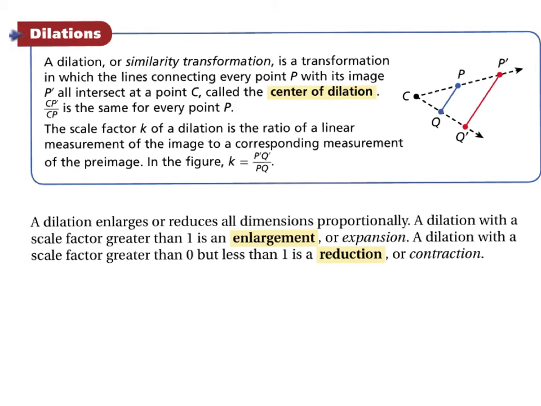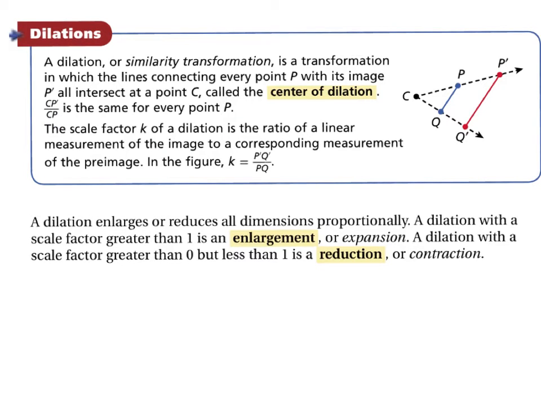All right, there's a lot of stuff to go over here. A dilation, or a similarity transformation. So dilation is not a rigid motion, it's a similarity transformation. It is a transformation in which the lines connecting every point P with its image, P prime, all intersect at point C, called the center of dilation. Now, if you'll notice here, it says the distance from C to P prime divided by C to P is the same for every point.